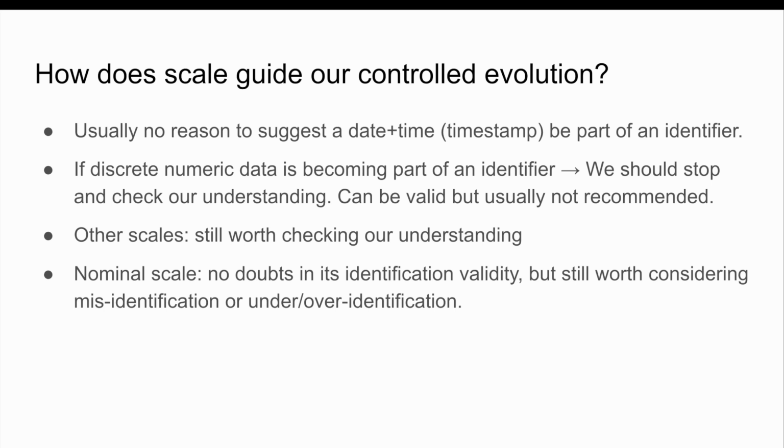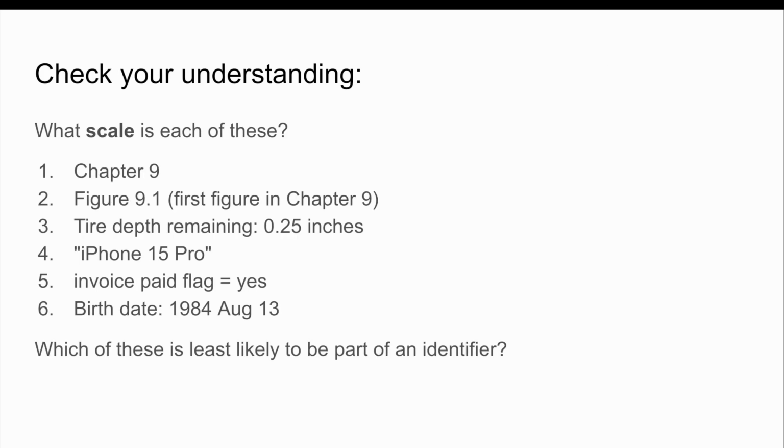When it comes to nominal scales, they serve the purpose of identification, so there's no doubts in its validity for that use, but it's still worth considering other things like misidentification. Did we choose the wrong attribute to identify? Or under or over identification. Do we still need to add other attributes to our identifier? Now check your understanding. What scale is each of these examples? Once you've determined that, which of these would you say is least likely to be part of an identifier?